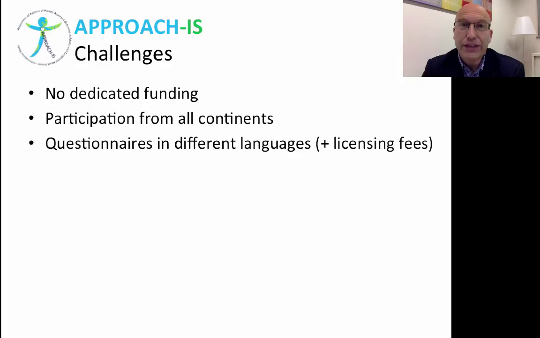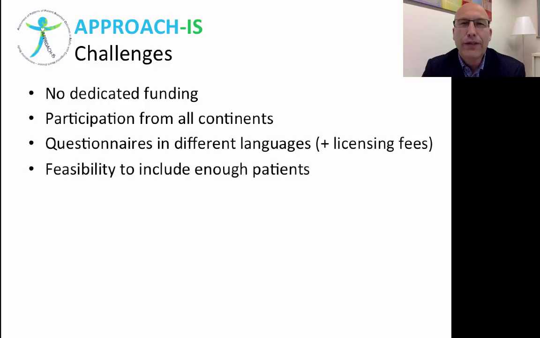Since it is an international study, we needed the questionnaires in the different languages, and we needed to pay for the licensing fees for these questionnaires in the different languages as well. So at the end, in terms of licensing fees, it was a pretty big budget that we had to take up centrally. The feasibility to include enough patients. Certain centers were really wondering if they would be able to recruit enough patients, if they would be able to recruit the 200 patients that we set as a target from the beginning.